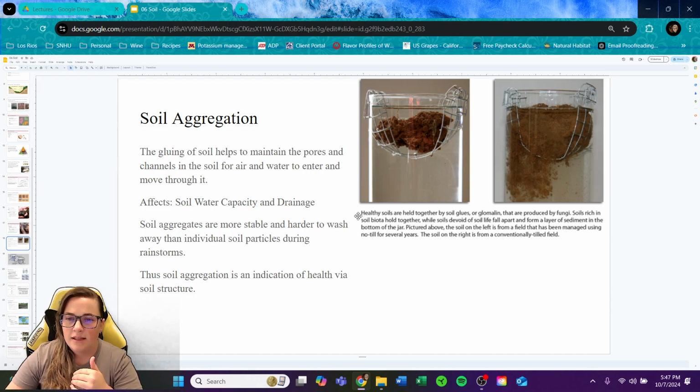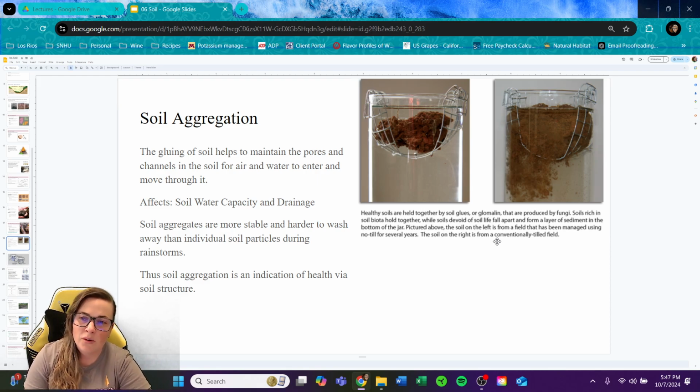So it says here, healthy soils are held together by soil glues or glomalin that are produced by fungi. Soils rich in soil biota hold together, while soils devoid of soil life, say that 5 times fast, fall apart and form a layer of sediment in the bottom of the jar. Pictured above, the soil on the left is from a field that has been managed using no-till for several years. The soil on the right is from a conventionally tilled field.